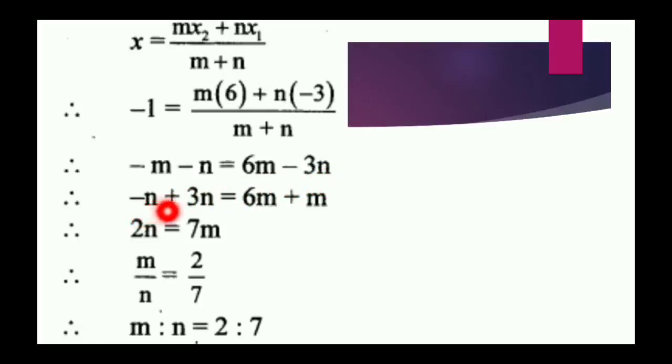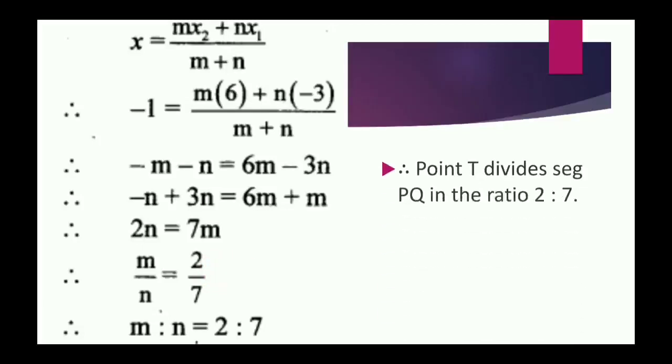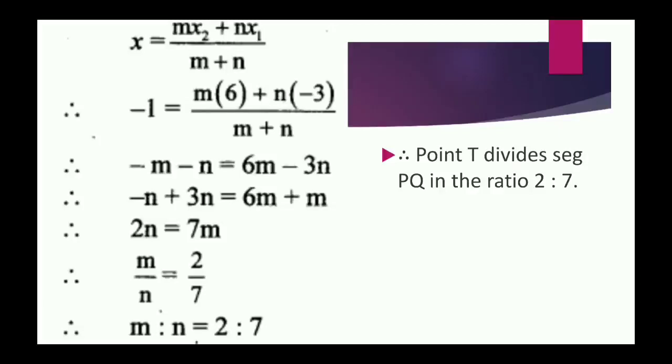Now I will bring the n terms to the left hand side and the m terms to the right hand side. So -n plus 3n is equal to 6m plus m. 2n is equal to 7m. Therefore, m upon n is equal to 2 upon 7. So the ratio of m is to n is 2 is to 7. Therefore, the point T divides segment PQ in the ratio 2:7.